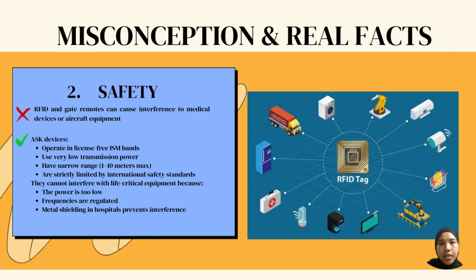The second one is a safety misconception. Some people say that RFID and gate remotes can cause interference to medical devices or aircraft equipment, but actually ASK devices operate in license-free ISM bands and use very low transmission power, with a narrow range of 1 to 10 meters maximum, and are strictly limited by international safety standards. They cannot interfere with life critical equipment because the power is too low and the frequencies are regulated. Metal shielding in hospitals also prevents interference. So the short range of ASK devices uses very small power and operates in safe frequency bands. They cannot interfere with medical equipment or airplanes.